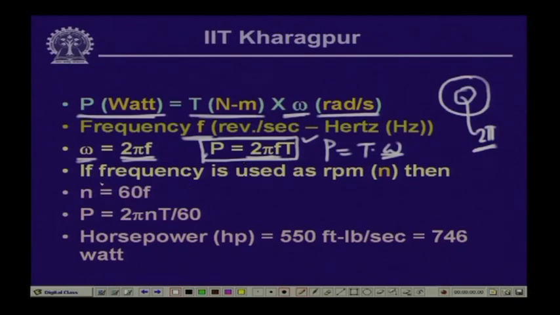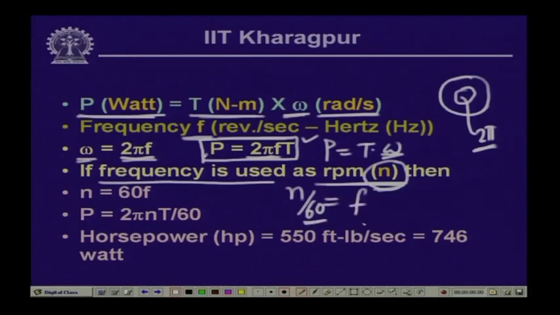Now, sometimes frequency is used in terms of RPM, which is revolution per minute and designated by the term n. Then n by 60, this is revolution per minute converted to second, is equal to f. So, n is equal to 60 times f. Thereby the power P is equal to 2 pi n T by 60, where T is in Newton meter again and n is RPM, the revolution per minute.